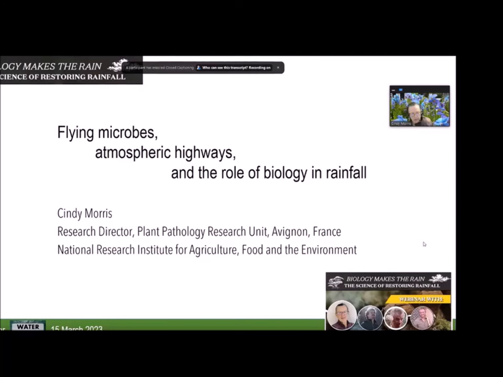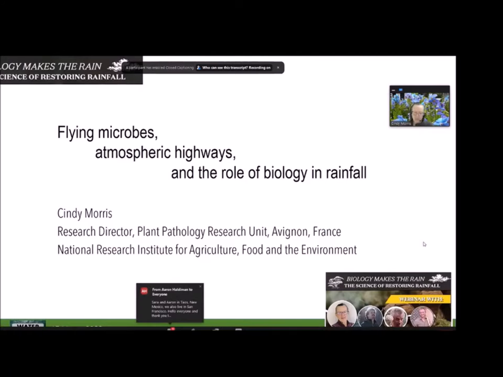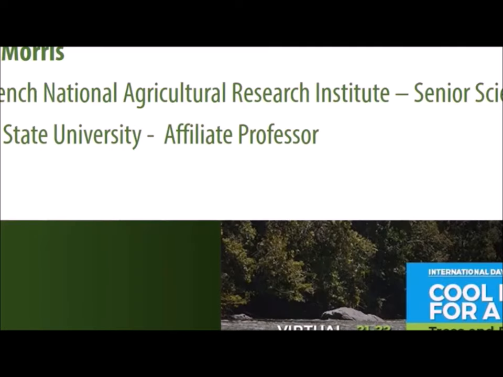I'm going to try to be as clear as I can, although I am going to be talking about some things that are complex scientifically. I entitled my talk, Flying Microbes, Atmospheric Highways, and the Role of Biology in Rainfall, France's National Agricultural Research Institute in Avignon. In this short presentation, I am going to talk about how some of the microorganisms that are commonly present on plants might have a role in rainfall that perhaps you had never heard about before.